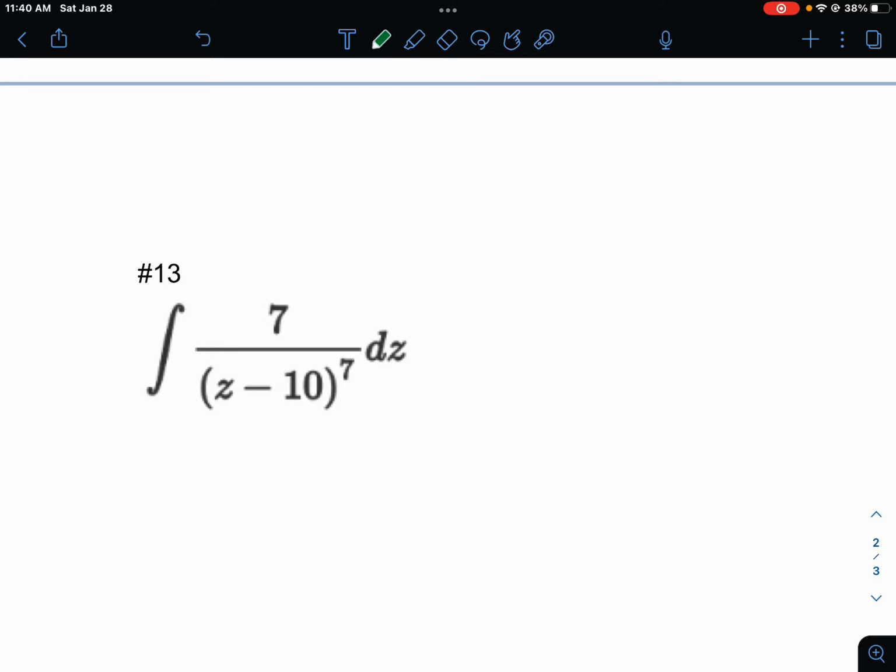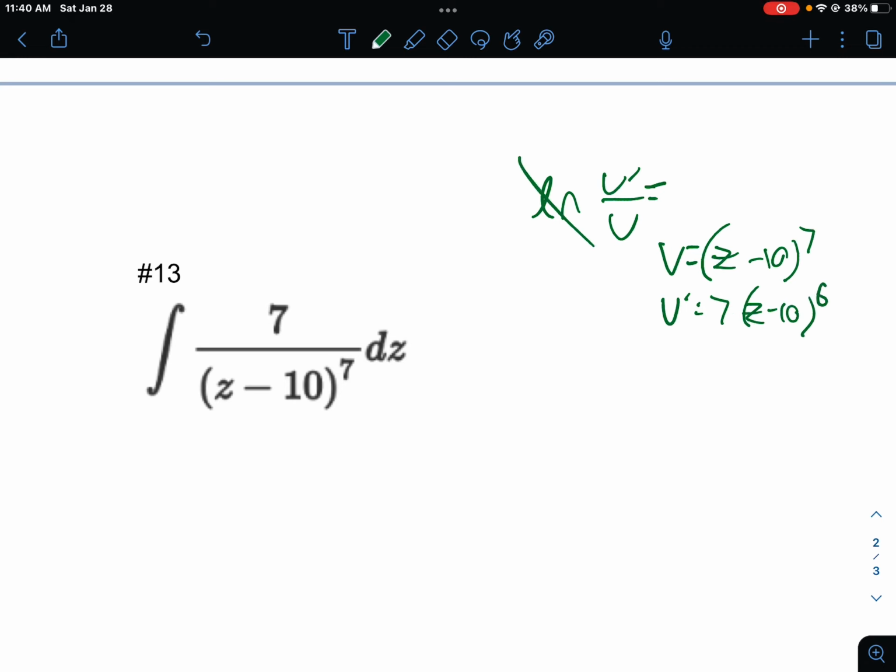Okay, here's the next part. First thing you ask, is this going to be an ln problem? Do we have u prime over u? Well, we know the derivative of the denominator is going to be 7. U would be z minus 10 to the power of 7. We bring this down, u prime would be 7 times z minus 10 to the 6th. So it's not an ln problem. So we ask ourselves, can we rewrite this? Would it look nicer in another form? So let's go ahead and rewrite it. Let's bring the z minus 10 to the power of 7 up to the top into the numerator.